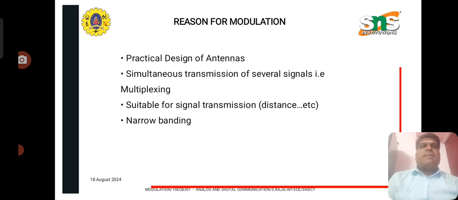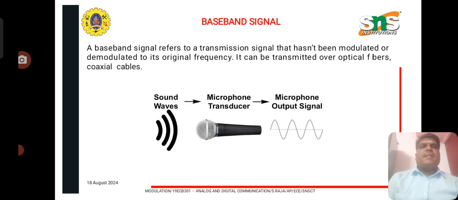Reasons for modulation: practical design of antennas, simultaneous transmission of several signals, that is multiplexing. It is suitable for signal transmission and it has a narrow bandwidth. Baseband signal. A baseband signal refers to a transmission signal that has not been modulated or demodulated to its original frequency. It can be transmitted over optical fibers or coaxial cables.